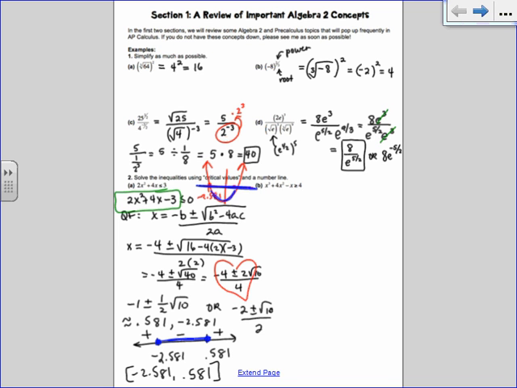So that's a tricky one. There was a lot involved. But really, if you think quadratic formula is hard, you're in for a rough year. It gets a lot harder in calc.